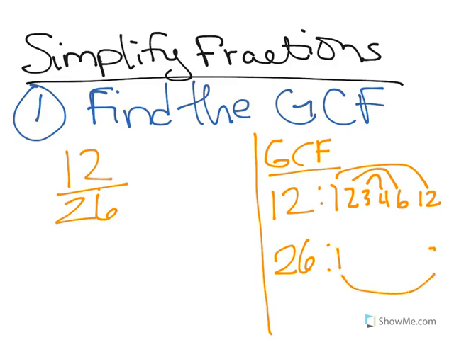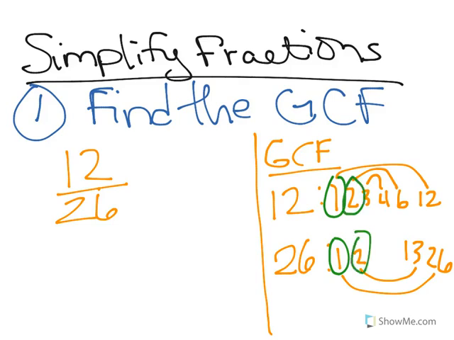1 times 26 is 26. 2 times 13 is 26. And I don't see anything else that can go in it. So now I circle my common factors, the factors that both have in common. 12 and 26 have 1 in common. They have 2 in common. And that looks about it. And so in this case, the greatest common factor is going to be 2.